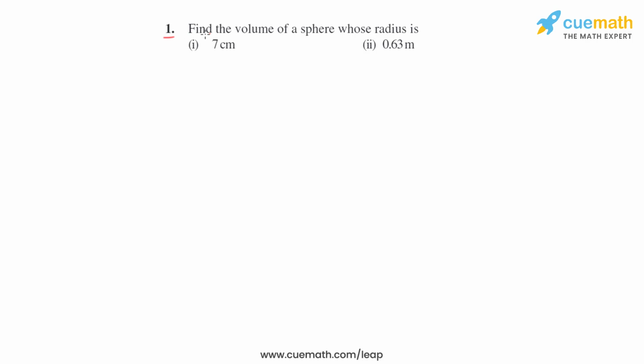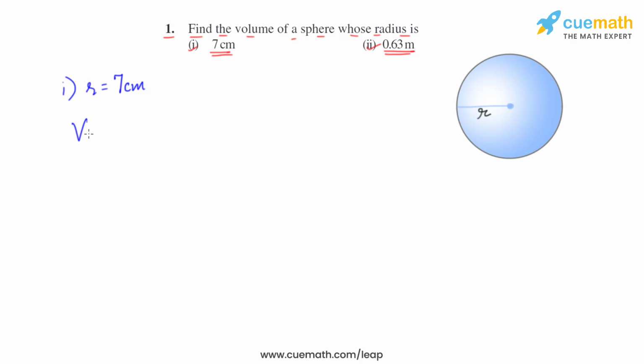In the first question of this exercise, it says find the volume of a sphere whose radius is: first part, 7 centimeters; second part, 0.63 meters. So we have to find the volume of a sphere whose radius they have given. First part, the radius is 7 centimeters. Now we have to find the volume.